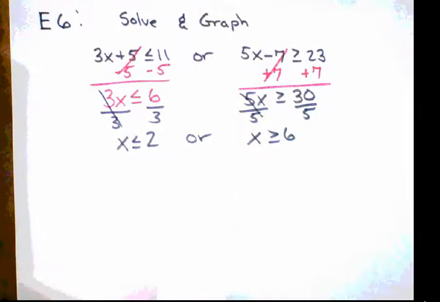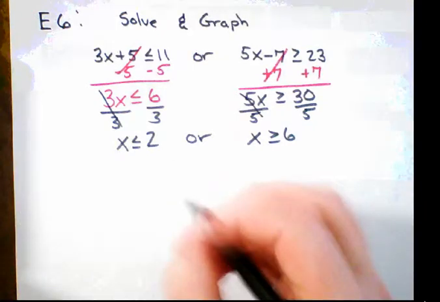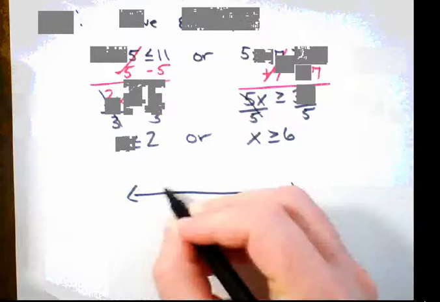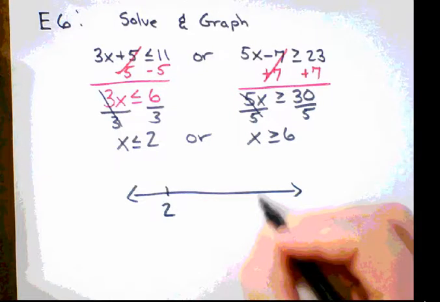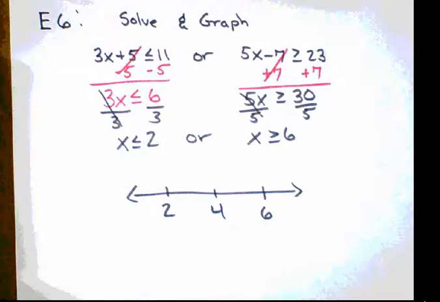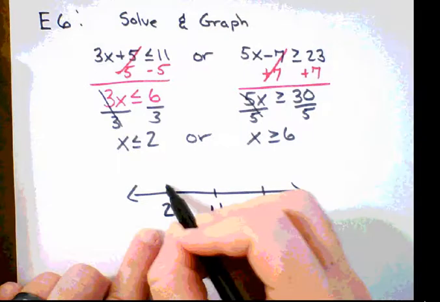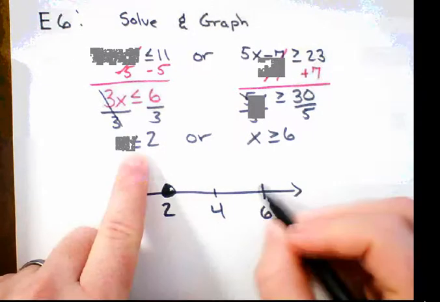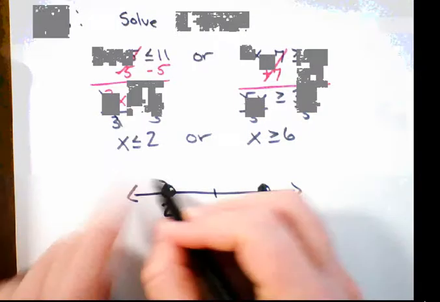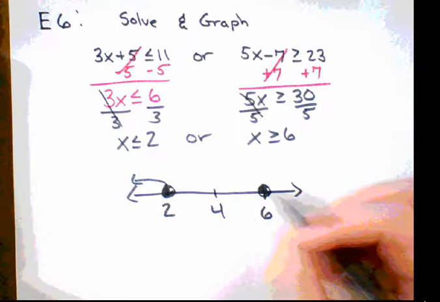So the OR compound should be going away from each other on the graph. Let's make our number line. Let's put 2 and 6. I don't want to put 3, 4, and 5, so I'm just going to stick a 4 right in the middle. That way you can tell what's going on. Both of these are going to be closed circles because of the equal to line. And it says x less than or equal to 2, which is to the left, or x greater than or equal to 6, which is to the right.